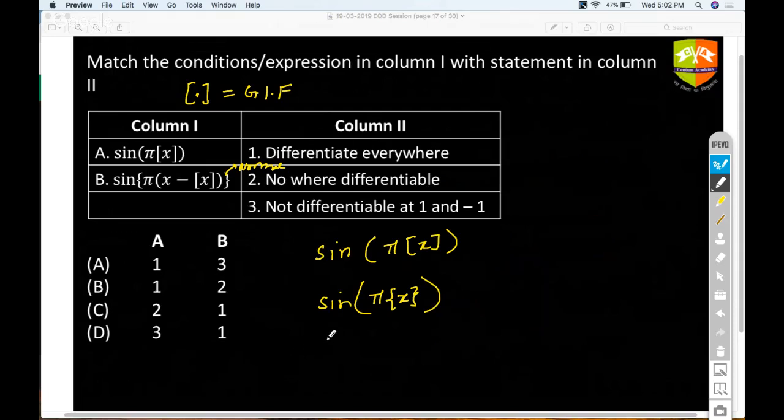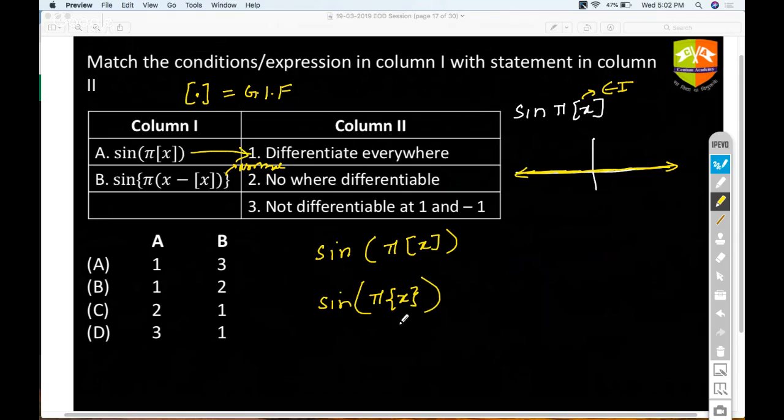Okay, so mostly people are saying 17a. Okay, let's discuss. Sine of pi GIF of X is basically nothing but always a zero value, right? Because you are dealing with an integral value of pi. So this is always an integer. Okay. So this has to be differentiable everywhere. So A will map with first option.